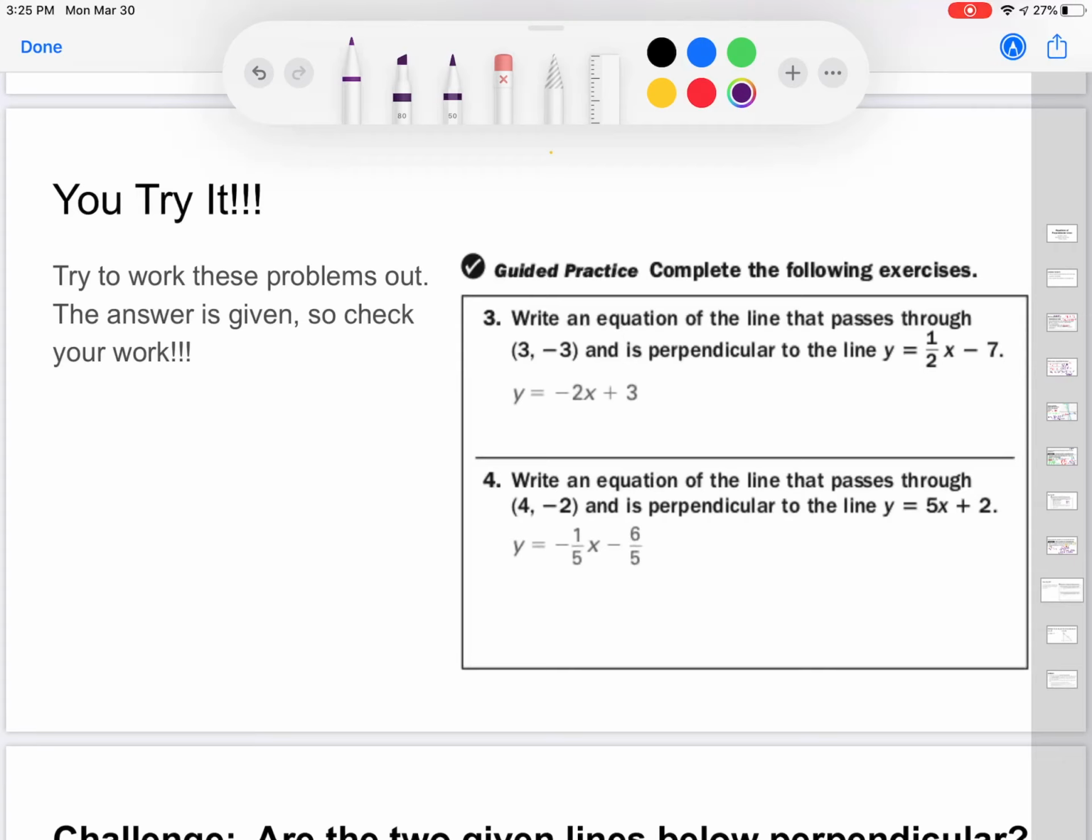But you can pause the video now and try and work this problem 3 or 4 or both if you feel that would be good practice. I think it would be, but again, pause the video, work these, see if you can get the correct answer, and then when you're ready, press play and we'll finish out our last problem of the lesson.